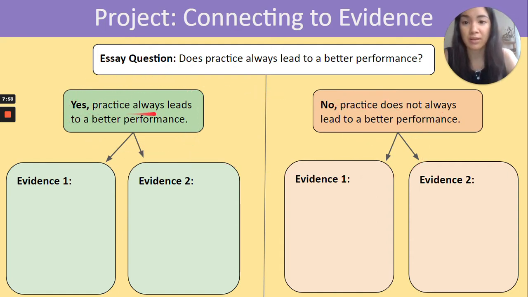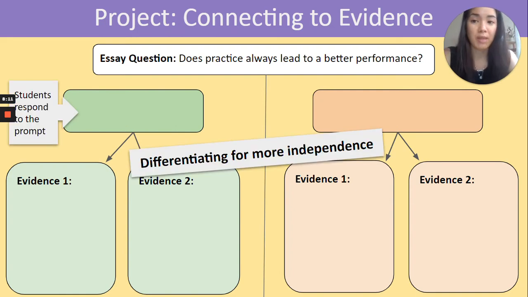So you have the yes, practice always leads to a better performance, and no, practice does not always lead to a better performance. And then the main task for the students is finding the evidence and writing it below with, again, some of their own analysis and explanation. So this is one version, right? If you wanted to differentiate, and maybe for students at kind of a higher level of independence, you could remove here these preloaded responses and actually have students respond with their original language to this essay question prompt.